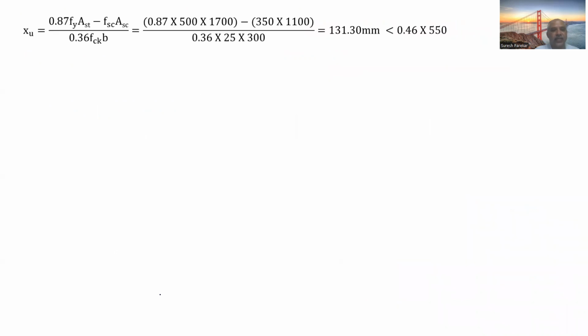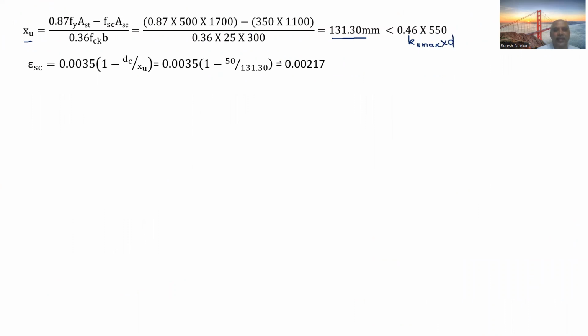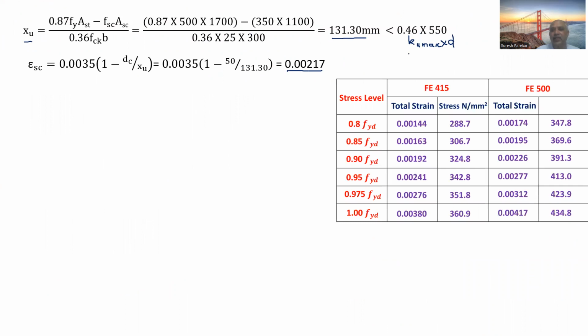Then we substitute this value, and by using this value we calculate the value of XU, same as we did for FE 250. That gives us 131.30, and this is less than KU max into D. So now knowing this value, we find epsilon SC. That gives us 0.00217. And we again have this table, and in this table we have 0.00217 between these two, and we will interpolate this.